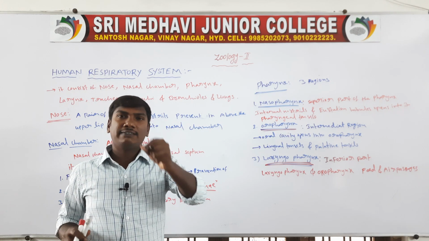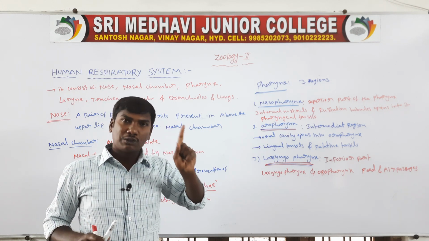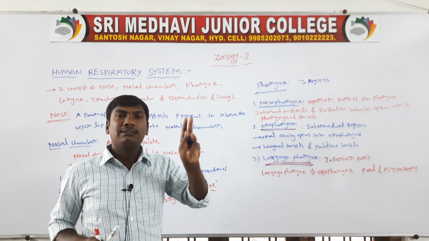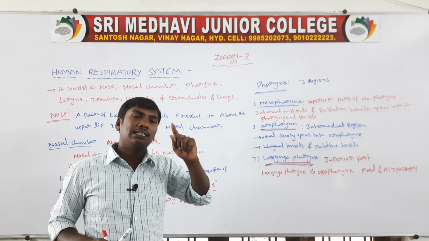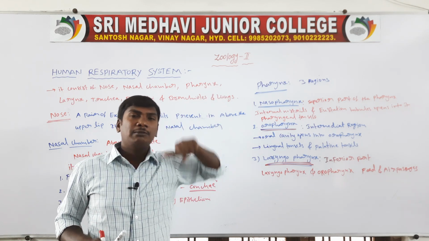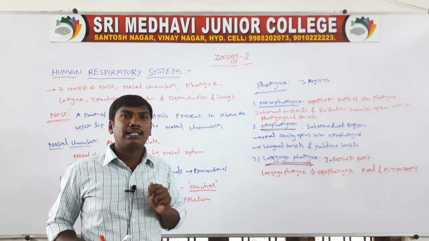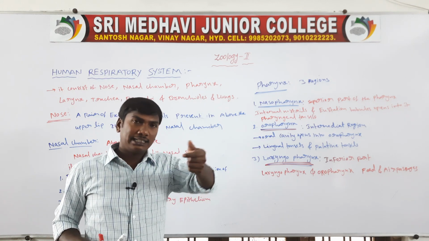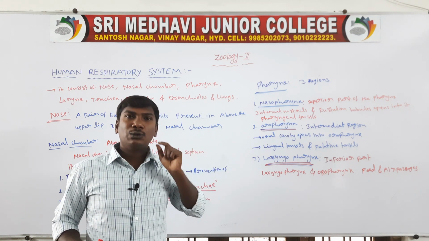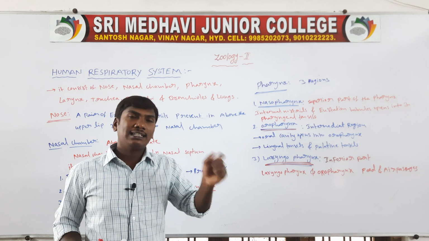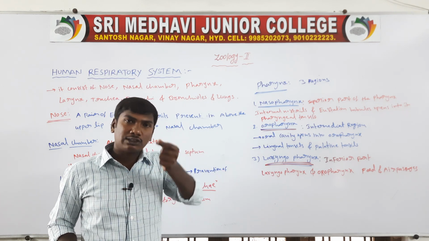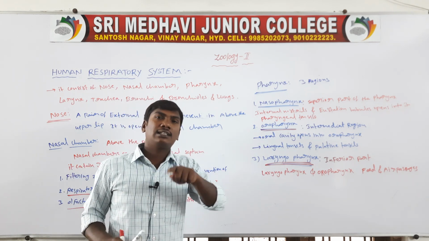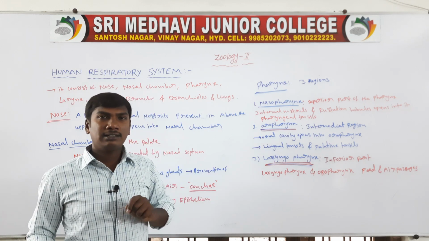The pharynx is divided into three regions: nasopharynx, oropharynx, laryngopharynx. The nasopharynx is the superior part of the pharynx. The eustachian tubes and internal nostrils open into this region. The nasopharynx has the tonsil called the pharyngeal tonsil.